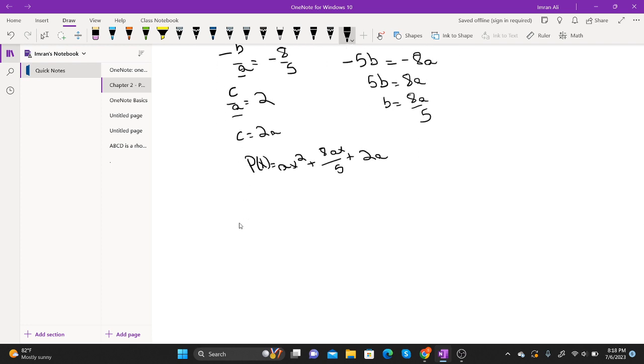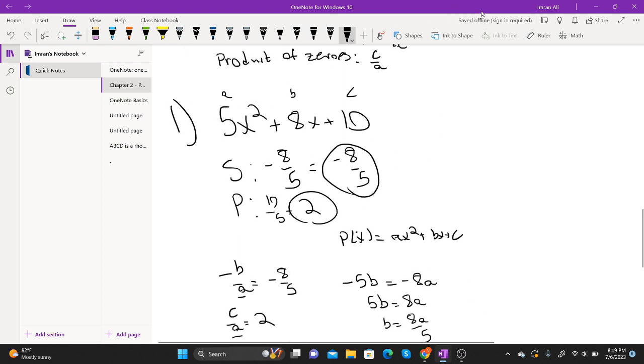Now, since you want all of these to be integers and nice, we can just do a equals 5. Why? Because if I put a equals 5, then this cancels out this denominator. So a equals 5 gives us 5x squared. Over here we have 8 times a times x over 5. A is 5. These cancel out, so you just have 8x. And then plus 2 times a, 2 times 5 is 10. And go back up. That's the original one we had.